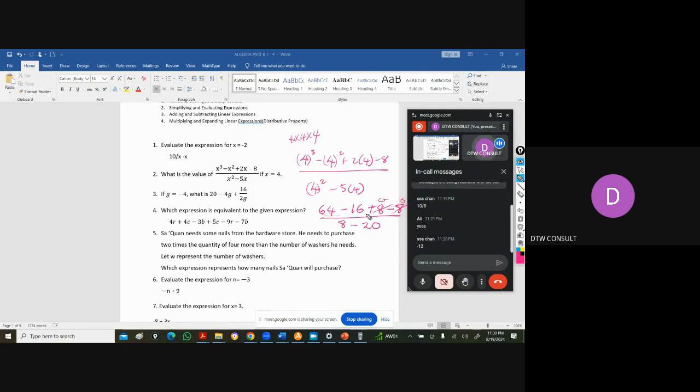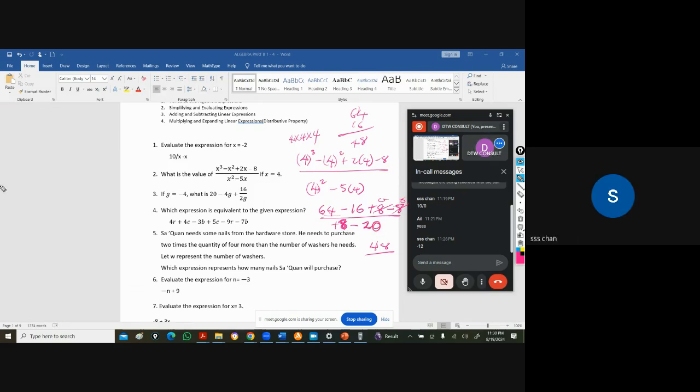So I have 64 minus 16. That will give us 48. So we have 48 over, this is a positive 8. What is a positive 8 minus 20?